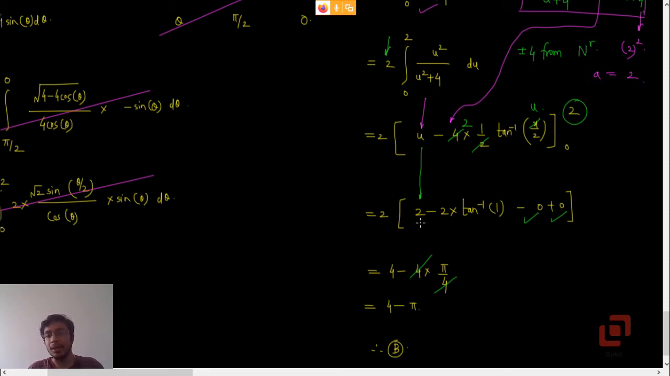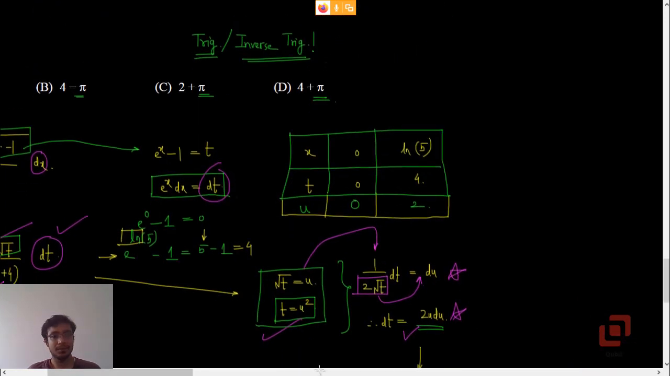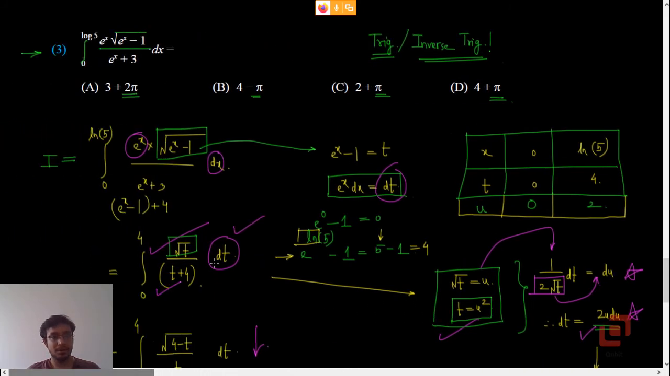Now do not forget this too. Once you take it inside, it will be 4 minus 4 into pi by 4. Cancel 4, so the final answer will be 4 minus pi. And that is option B. Yes, option B. So we have completed the third MCQ. Let us go to the next one now.